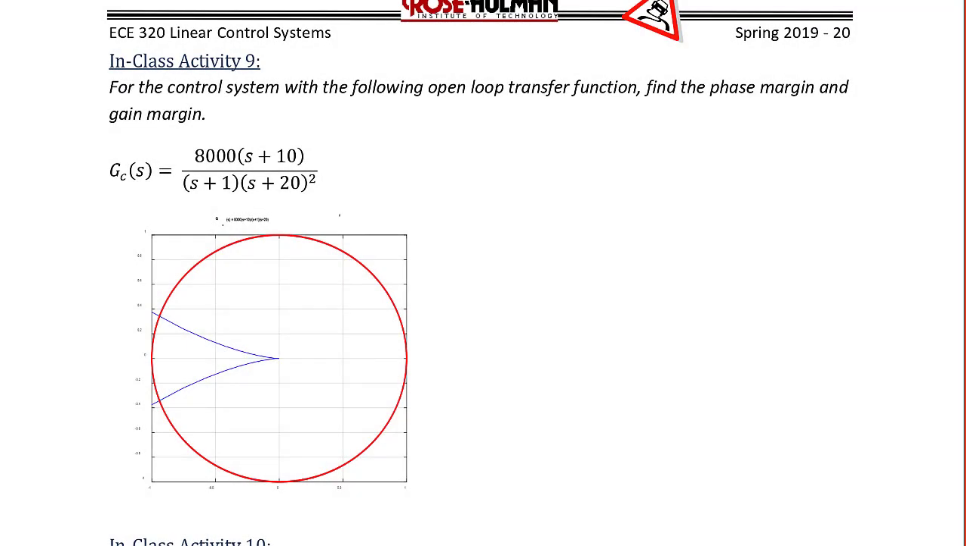In class activity 9, for the control system with the following open loop transfer function, find the phase margin and gain margin. This time we'll do the gain margin first because if you notice, it intersects with the 180-degree mark right here at 0. So that means x would be equal to 0. And remember, the gain margin is 1 over the absolute value of x, but since x is equal to 0, we would say that the gain margin is equal to infinity.